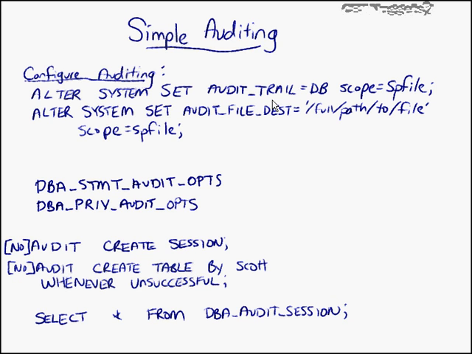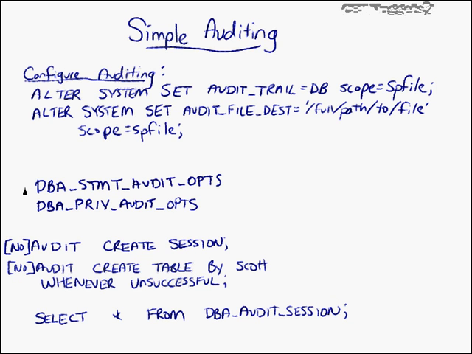So your audit trail can be either DB for database, or it can be OS for operating system. DB means that the information will be available in the database. OS means that you'll look on the operating system for the files containing the trail. Both of these parameters have to use the scope equals SP file, and then once you do this, you'll have to bounce the database.